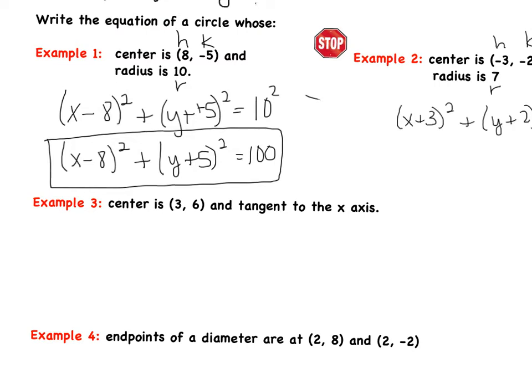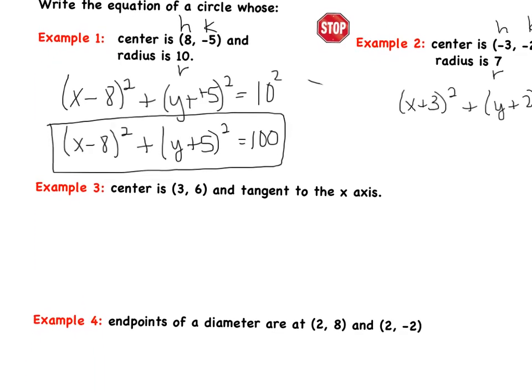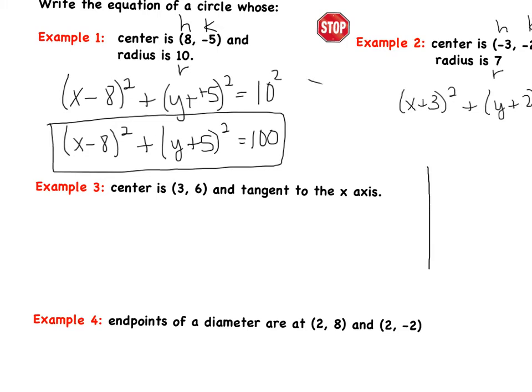Let's move on to example 3. There are lots of different ways we can give you the center and a way to find r, and this is another way. A lot of times I'll sketch the picture off to the side so that I can see exactly what the circle might look like. So I draw my coordinate axis, and then just (3, 6) as the center here. Tangent to the x-axis means our circle is going to hit the x-axis at exactly 1 point. So our radius is the distance from this center to that point on the x-axis.